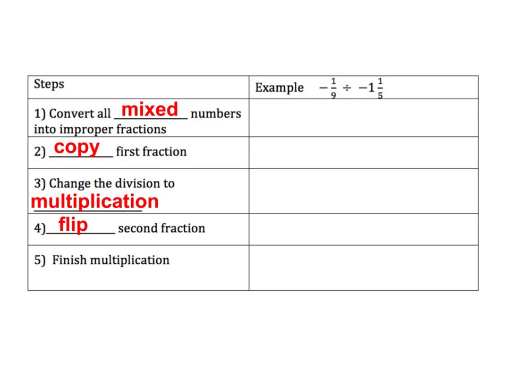So let's take what we've seen in the examples and write them down as steps to dividing fractions. So step 1, convert all mixed numbers into improper fractions. So I am going to do 5 times 1 is 5. 5 plus 1 is 6, so this becomes 6/5. Notice that I made it an improper fraction without including the negative, and then I'm just going to throw that on at the end, because the negative shouldn't change the value of my fraction. Okay, so I have -1/9 divided by -6/5. Then I am going to copy the first fraction.